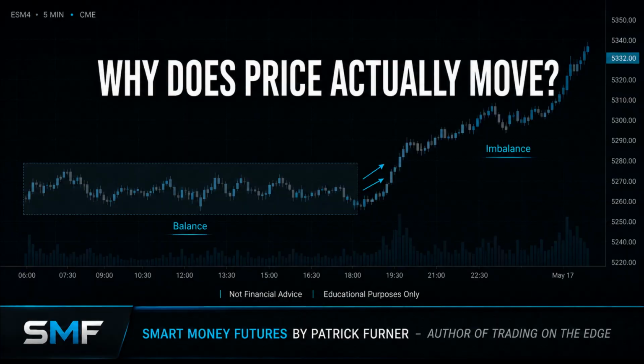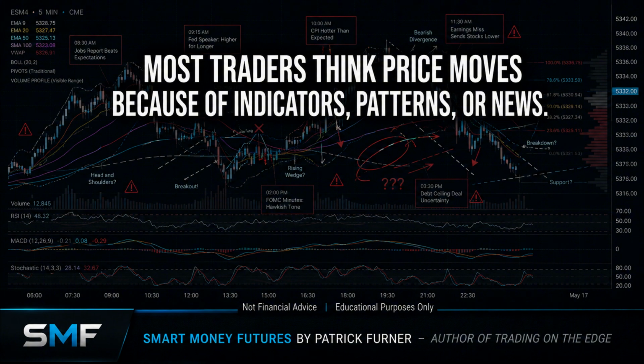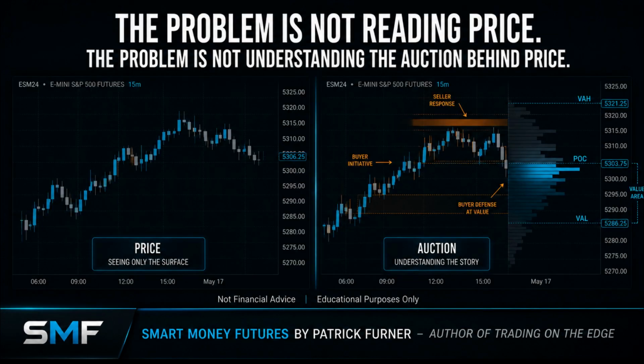Why does price actually move? Most traders assume price moves because of indicators, patterns, or news. That is why they get trapped chasing candles after the move already happened. The problem is not that they cannot read price. The problem is that they do not understand the auction behind price.